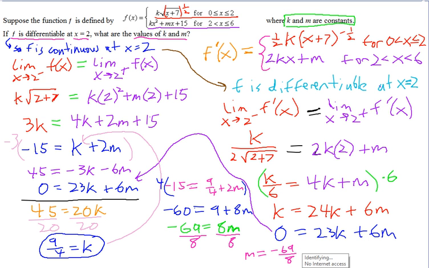And so what this tells us is that if those were the constants, k and m, that we substitute in right there, that would make this one continuous. They'd meet up and be differentiable. So when they meet up, it'd be a nice smooth curve. It wouldn't create a corner or a cusp.